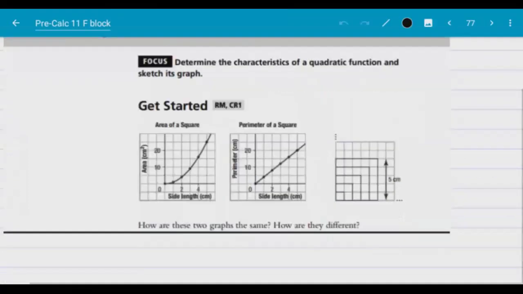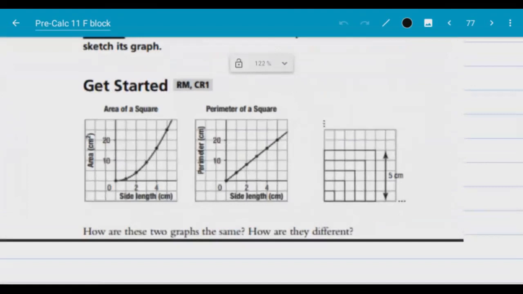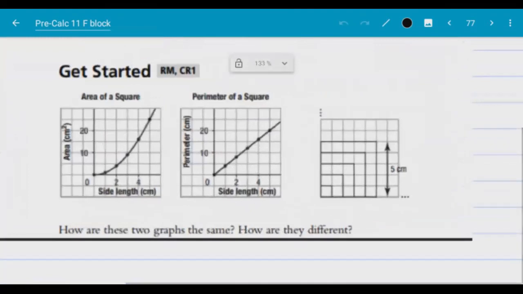We would begin by looking at these graphs. These two graphs talk about a square. This picture here is not really a graph. It is just saying that this little tiny square would have a measurement of one for each side. So the smallest square has a perimeter of 4 and an area of 1. What about the next bigger square?